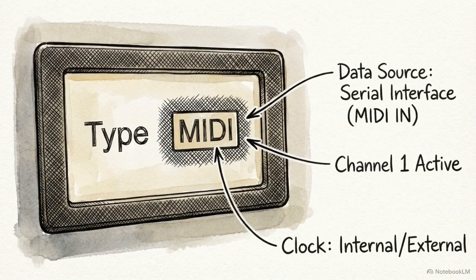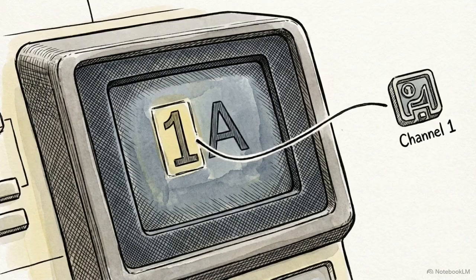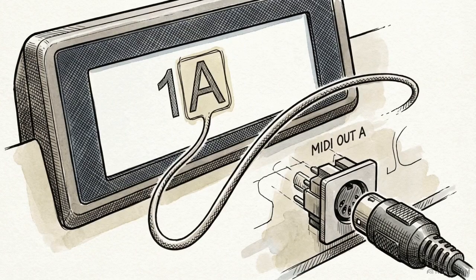Navigate to the MPC's main screen. Locate the track type field and turn the data wheel to switch it from drum to MIDI. Move your cursor down to the device and channel parameter situated directly below that type field. Change this value to 1A. The number 1 ensures the data travels on MIDI channel 1, matching our DAW setting. The letter A tells the MPC to route that data out through physical port A, matching our cable connection.